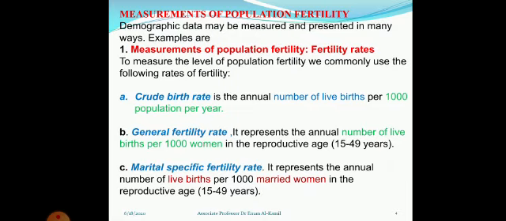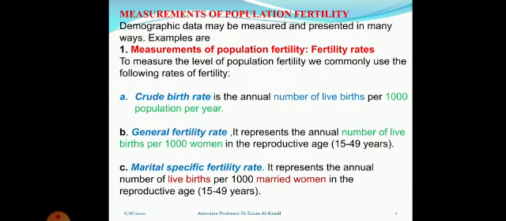The numerator is the same, which is the number of live births per year in a specific population, and the denominator is different. In the first one, we took the total population, and in the general fertility rate, the denominator is the number of women in the reproductive age group. So the general fertility rate equals the number of live births divided by the number of women in the reproductive age group multiplied by 1,000.